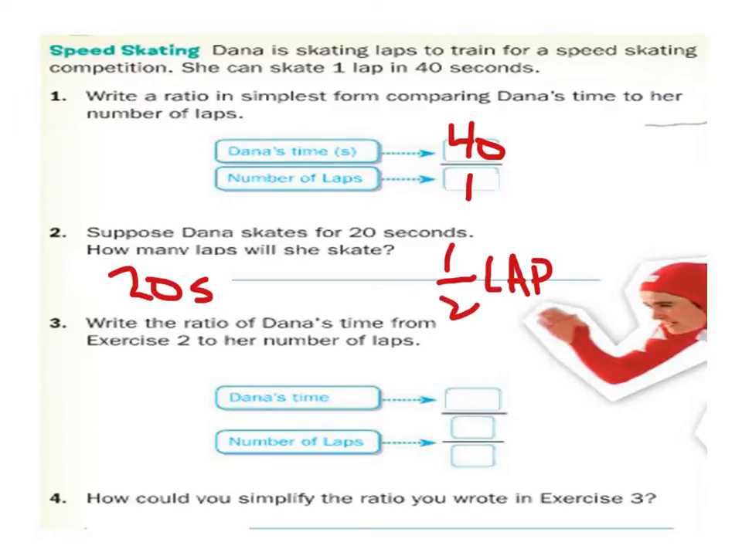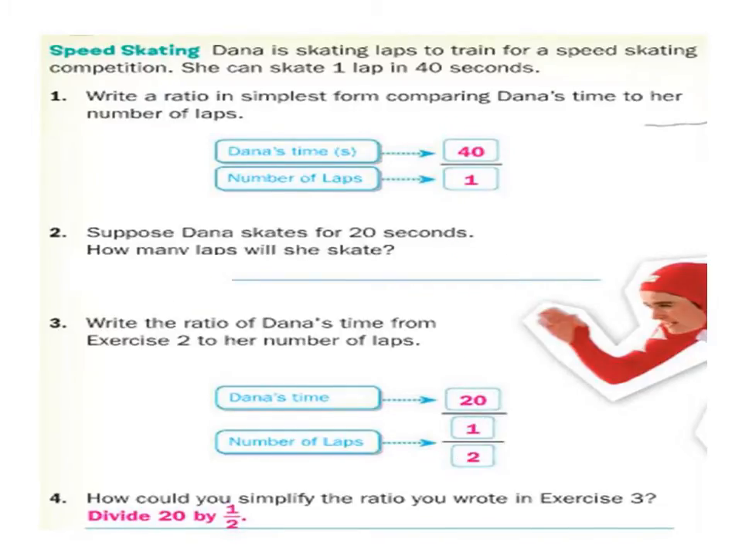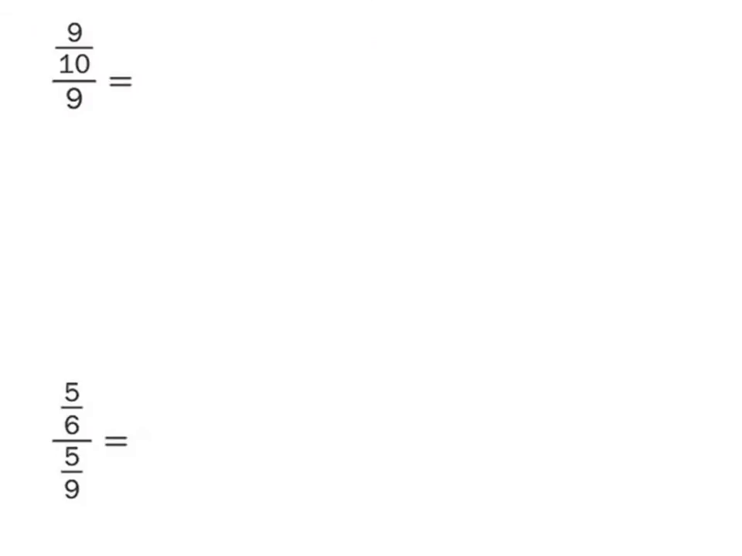Write the ratio of Dana's time from exercise 2. So notice the ratio would be 20 divided by 1/2, which gives you this complex fraction, which is equivalent to that fraction, 40/1. How do you simplify the ratio you wrote? Just divide by 1/2. Let's do these examples, okay?